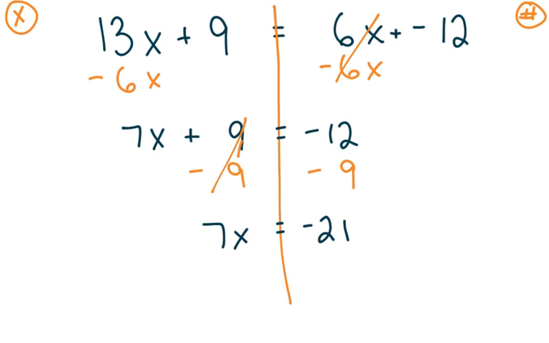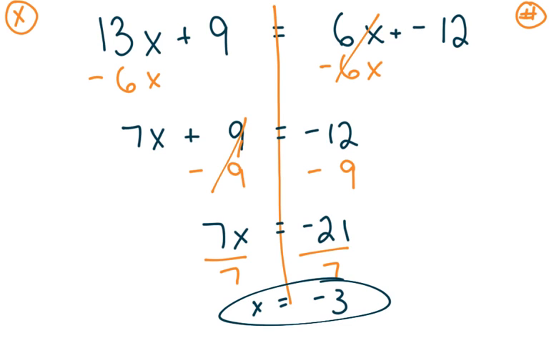So I need to get rid of this times 7. So I'm going to divide by 7. If I do it to the left side, I have to do it to the right side. So x would equal negative 3. So my final answer is x equals negative 3.